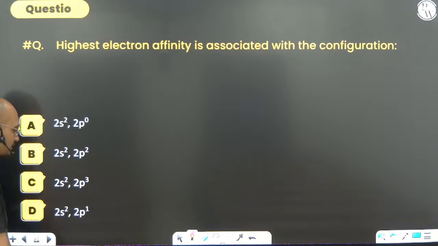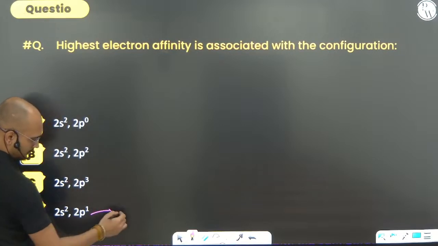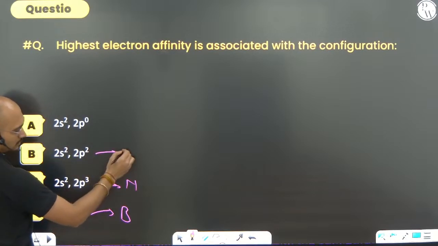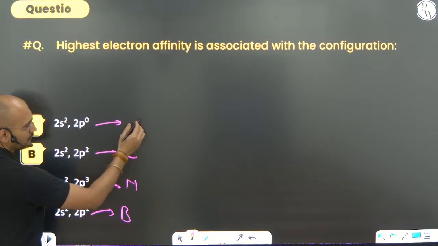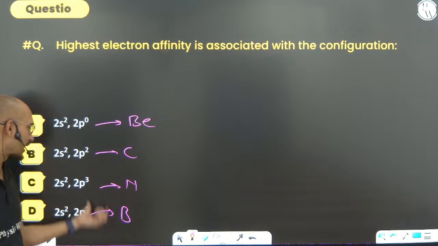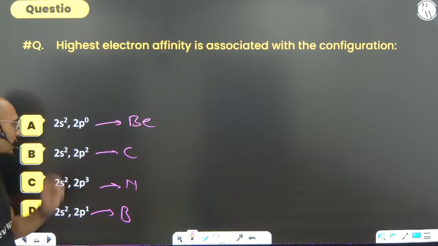Can you see what this is? It is 2s2 boron. It is nitrogen. It is carbon. It is 2s2, that is beryllium. So who will easily take that electron? Of course not nitrogen. Carbon, boron, which one is going to take? Of course carbon is going to take this.